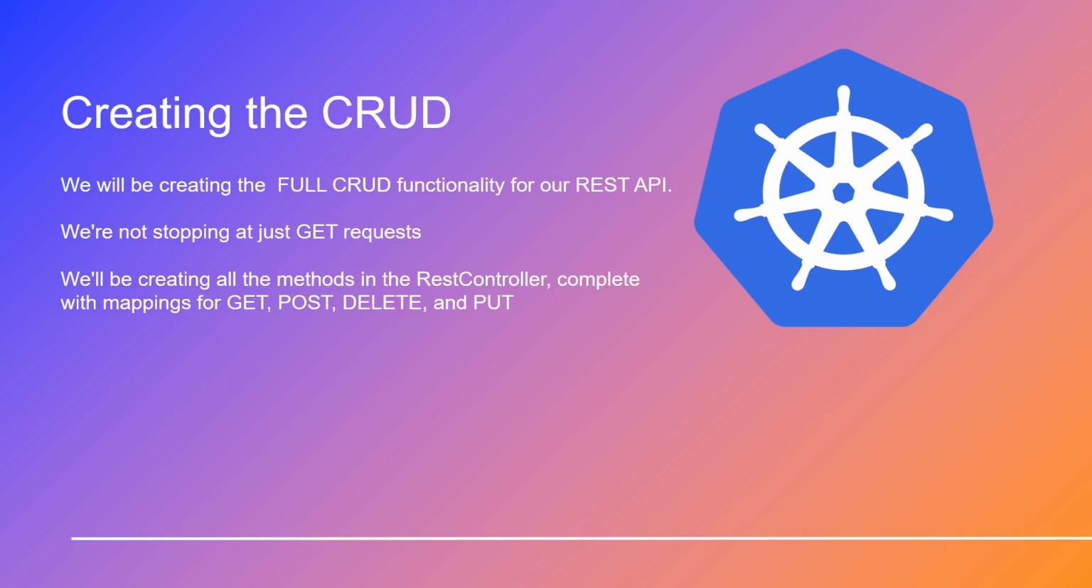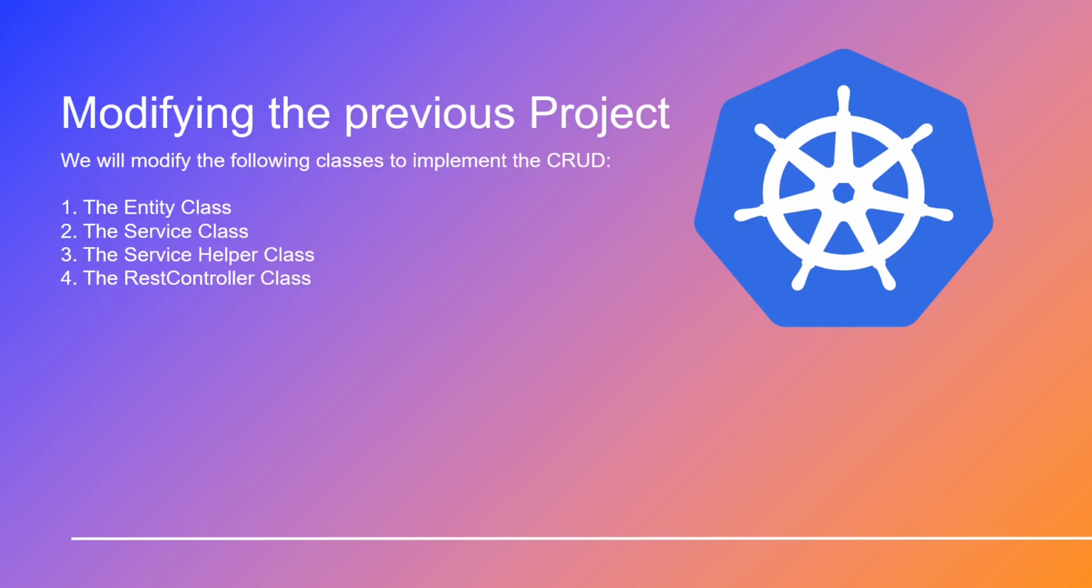In this video, we'll be creating all the methods in the REST controller, complete with mappings for GET, POST, DELETE, and PUT. That's right, the whole shebang. We'll take our service class, repository interface, and our trusty facade, the service helper class, to a whole new level. We're talking about adding the ability to create, read, update, and delete data with precision and efficiency.